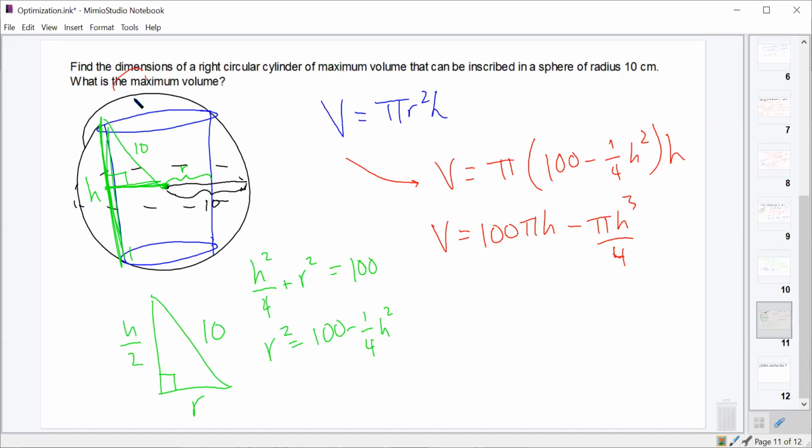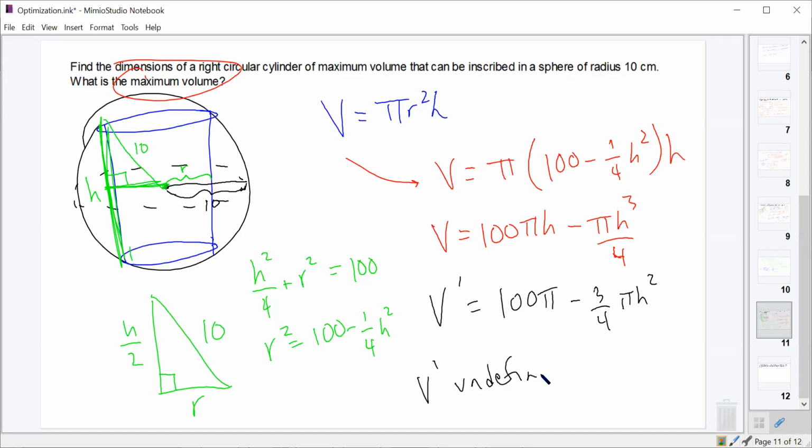And if we want the maximum volume, we need to take a derivative. So 100 pi minus 3/4 pi h squared. And two questions about this. When is it undefined? It's never undefined, right? And when does it equal 0?